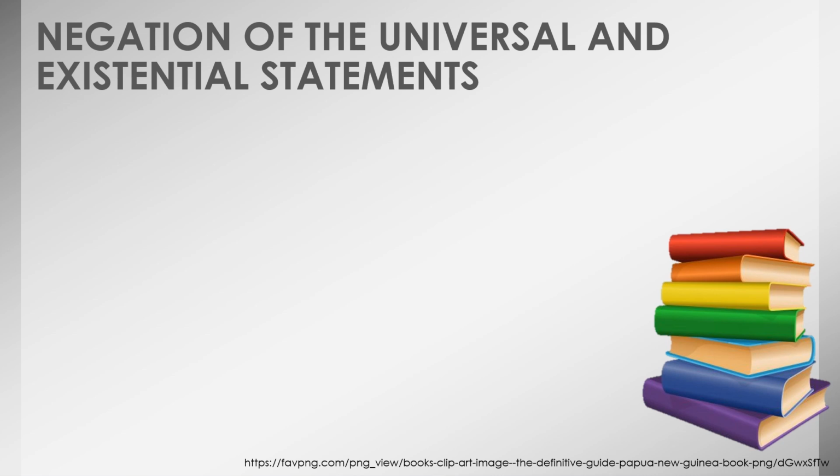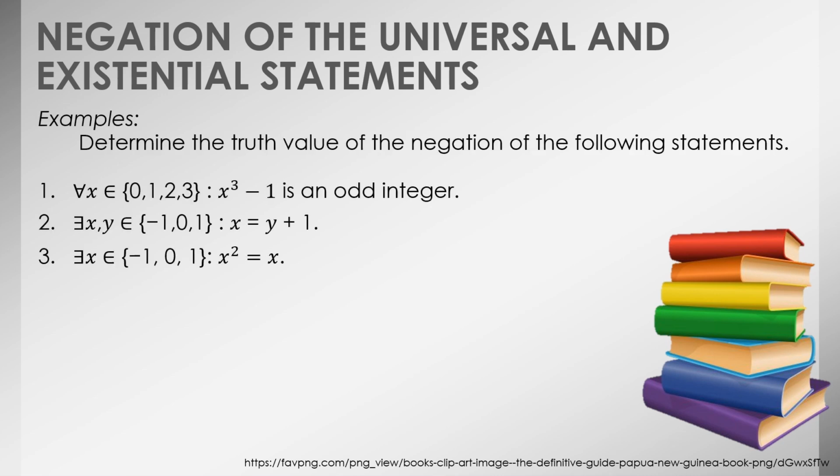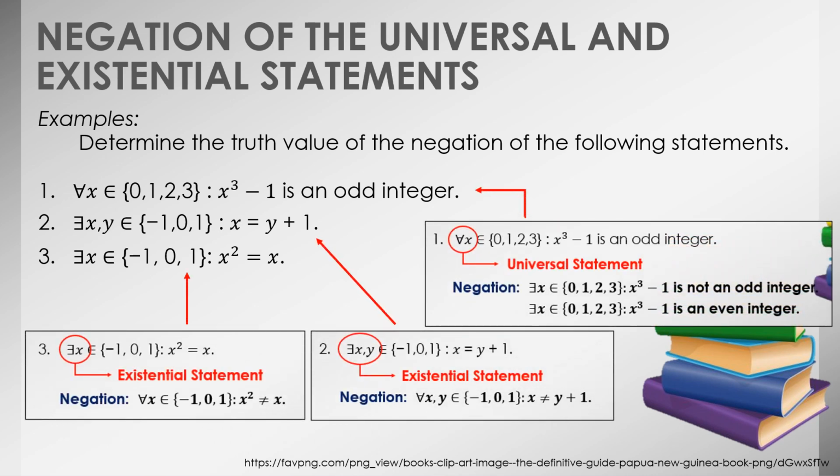Now, let us have one last set of examples. In these examples, we are to determine the truth value of the negation of the given universal and existential statements. In other words, we firstly need to determine the negation of the given statement and afterwards, we will determine its truth value. Note that we've done determining the negation of these statements in the previous examples given in this lecture. And to recall, we have these negations. So, what is left with us is determining the truth value of these negations.